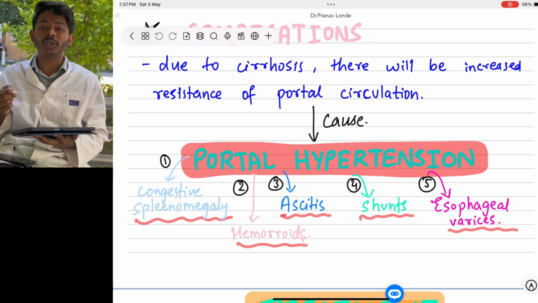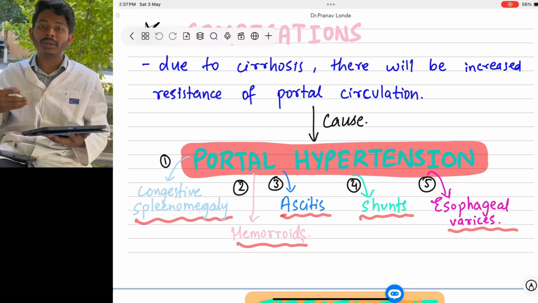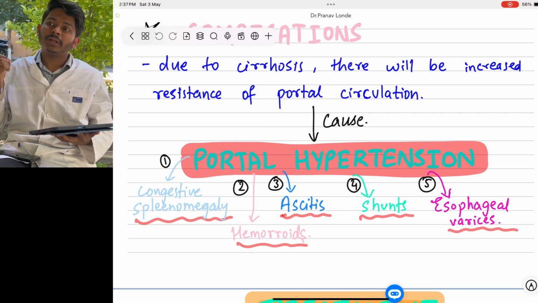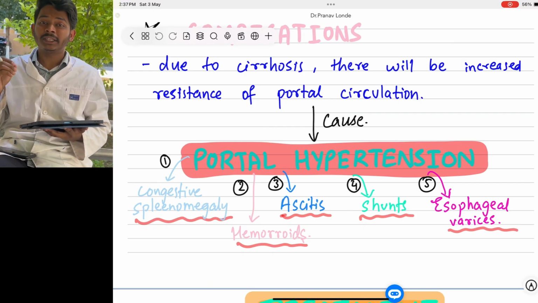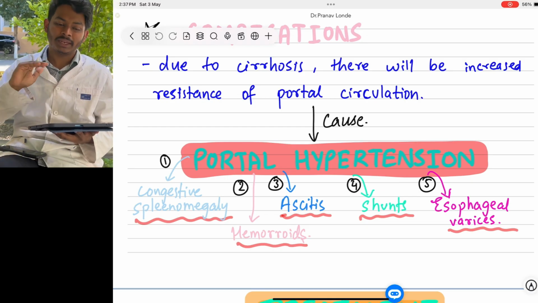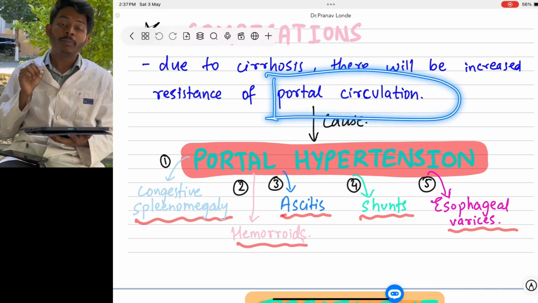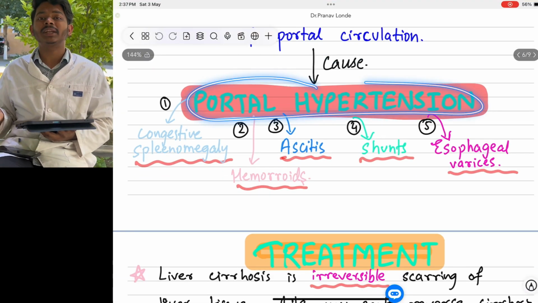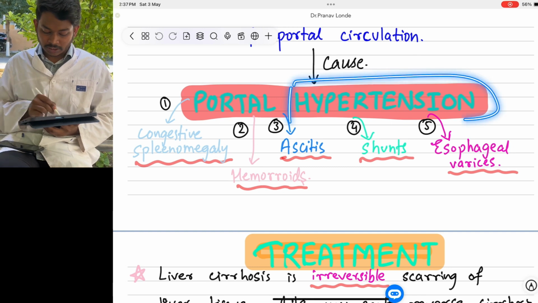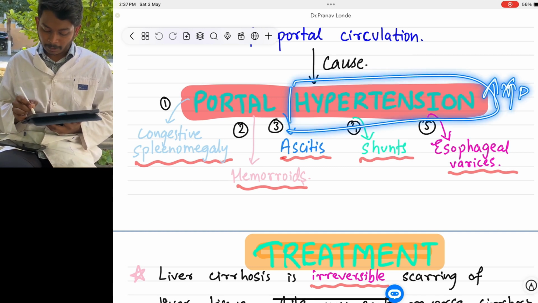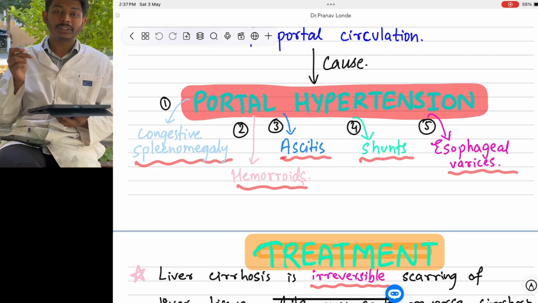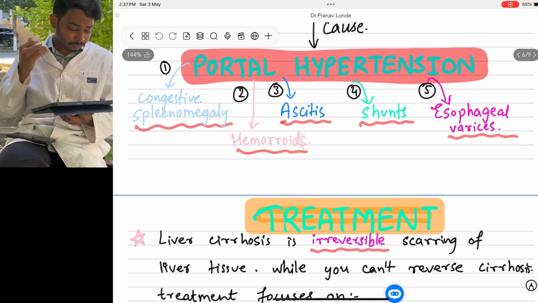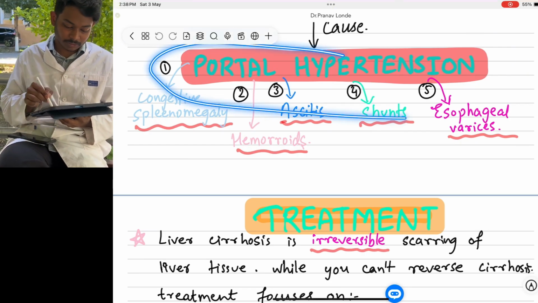What will happen due to cirrhosis? As I told, there will be fibrous septa coming, there will be bridging of this. So it may cause obstruction in the circulation. What will happen in obstruction? There will be an increase in the blood pressure in the portal circulation, which will cause portal hypertension. Simple as that. Portal hypertension means there will be an increase in BP in the portal system, like in the liver. This portal hypertension will affect mainly 5 types.